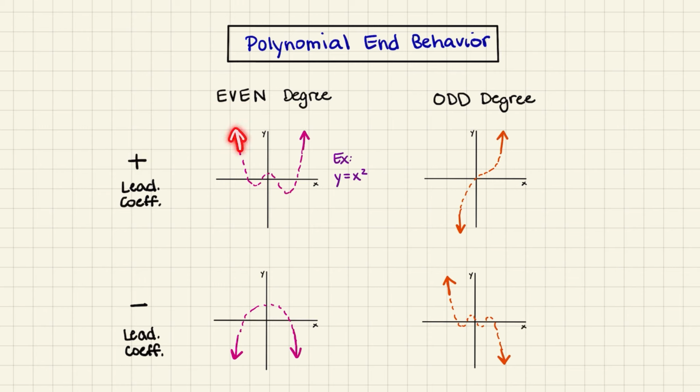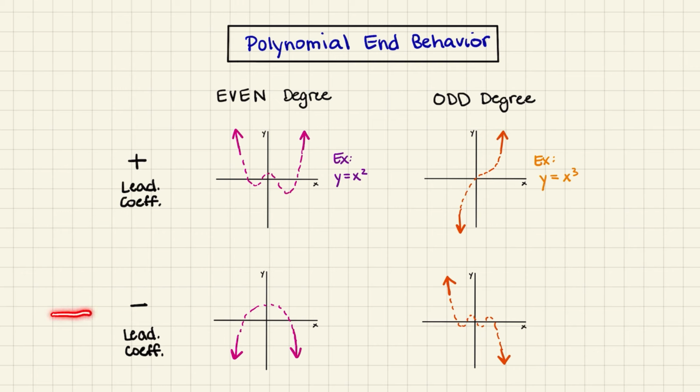And for odd degree with positive leading coefficients, a good example would be y equals x cubed. That has the shape pretty much what we have drawn right here. And so if you remember y equals x cubed looks like this, then you'll know that all polynomial functions with these characteristics will go down on the left and up on the right.